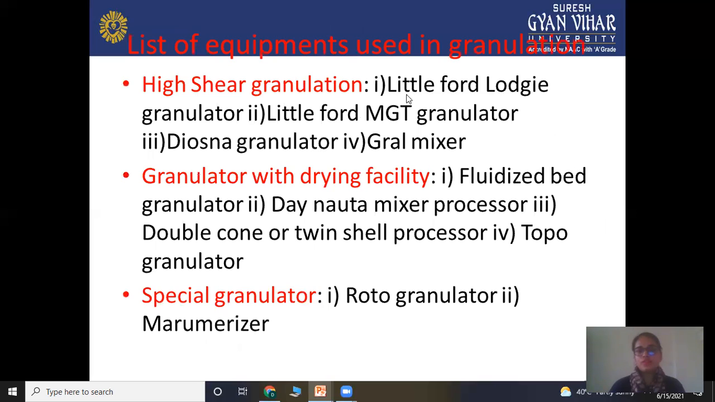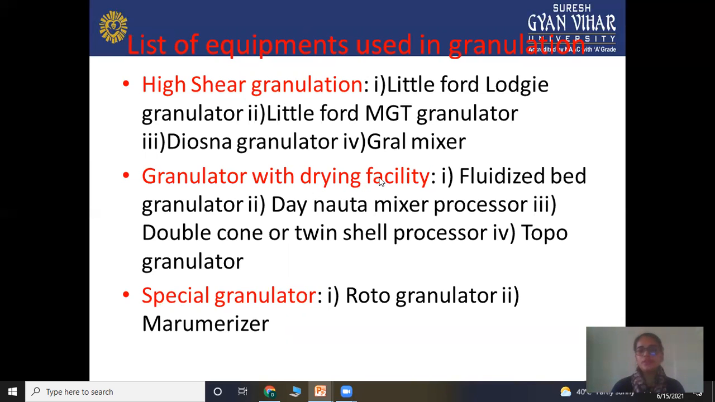These are the list of equipment used in granulation. First is high shear granulation. In high shear granulation, the Diosna granulator is mainly used, and then the Lodige or MGT granulator. And then the diaphragm granulator and gral mixer. These are mainly used for high shear granulation.